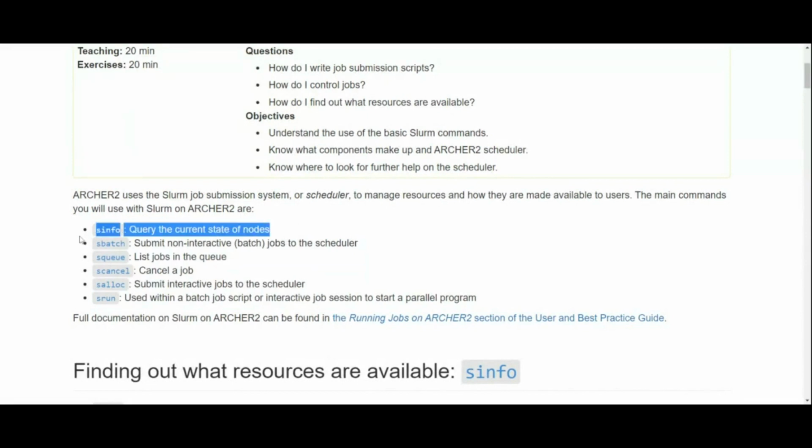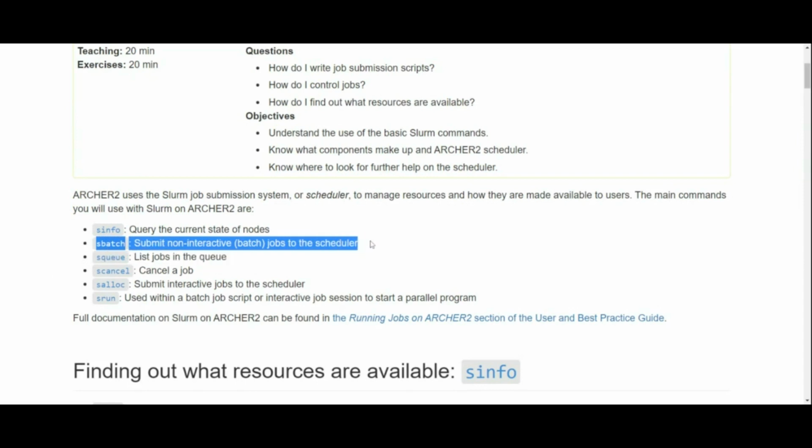So we have sinfo, Slurm info, which queries the current state of compute nodes. sbatch, which is to submit a job to the scheduler. Non-interactive, so this is to submit a batch job, something that it will run for you later. squeue will tell you a list of all the jobs that are running, not running, waiting, those kind of things. scancel will let you cancel a job you've submitted, whether it's running or not.